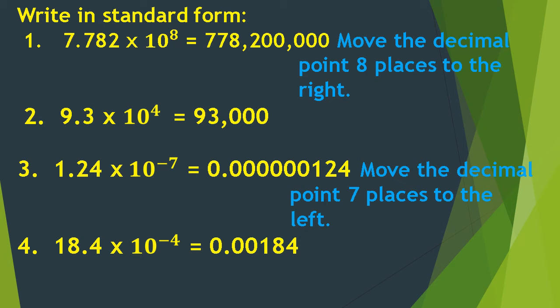We have another example. Write in standard form. 7 and 782 thousandths times 10 to the 8th power. So it becomes 778,200,000. So we are going to move the decimal point 8 places to the right.